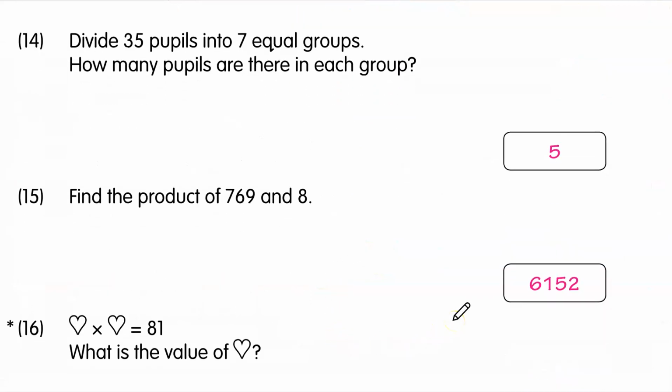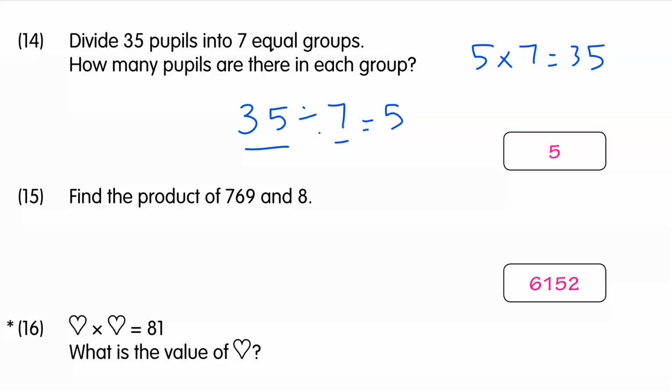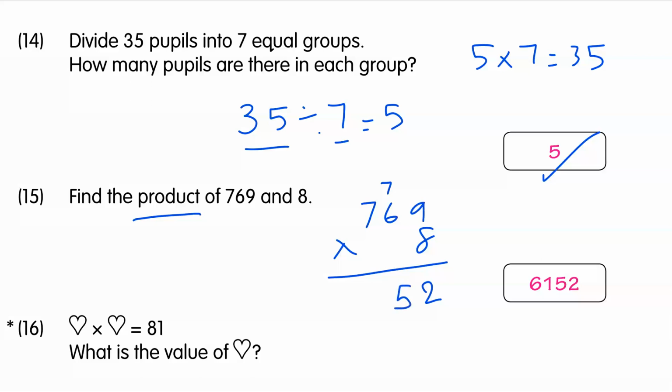Divide 35 pupils into 7 groups. So you have 35 divided by 7. In the times table, 5 times 7 gives you 35. So 35 divided by 7 should give you 5. Product of 769 times 8. Product means times, right? 9 times 8, 72. 6 times 8, 48. 48 plus 7, 55. 55. 7 times 8, 56. 56 plus 5, 61.